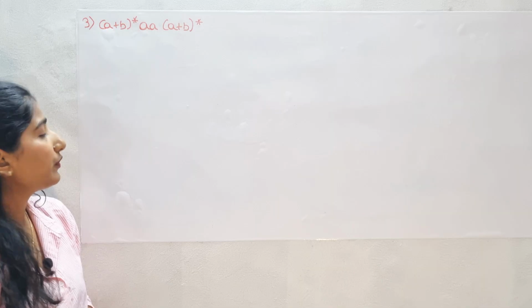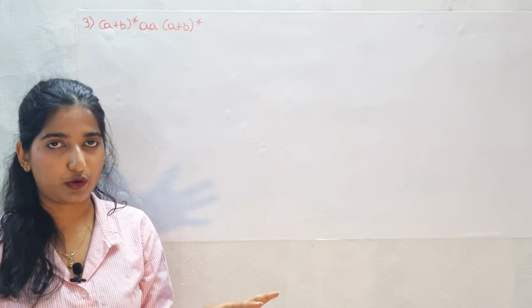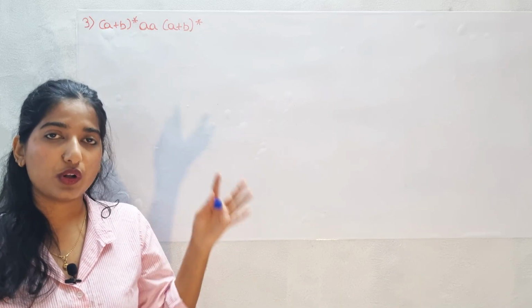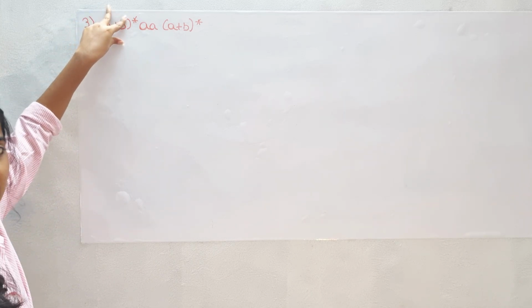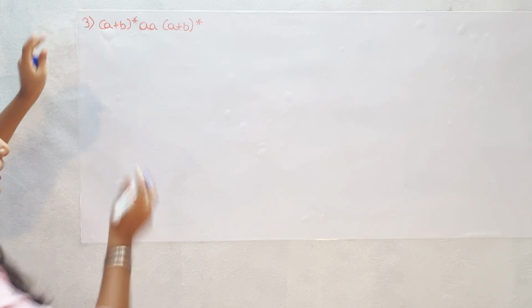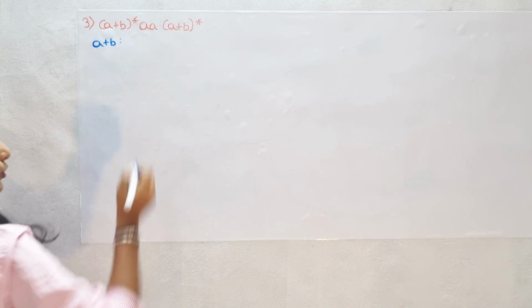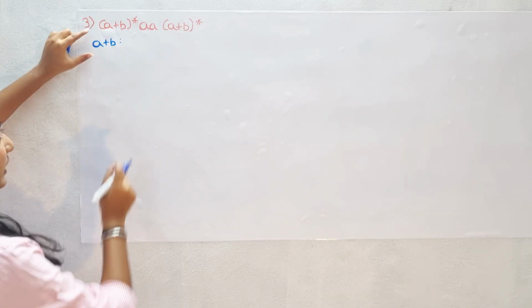Okay, so at first what we have to do, we have to split it into the simplest forms, right? Which means we have to find the simpler way to solve the problem. So what we can do, we can write a plus b at first, right? That is a plus b. How to write a? I am splitting it into more simpler form. How to write a?